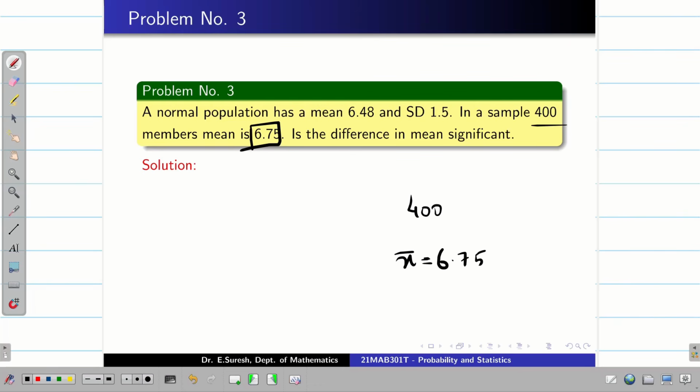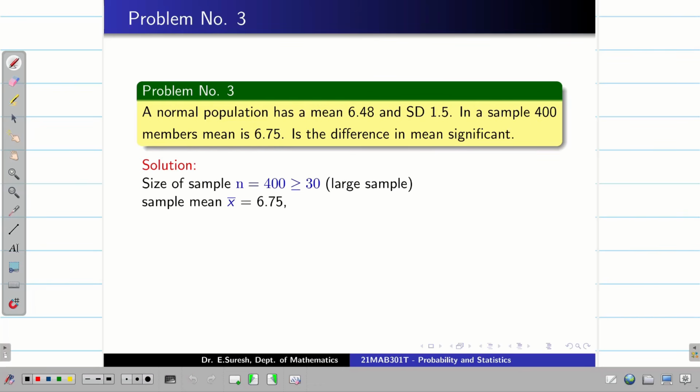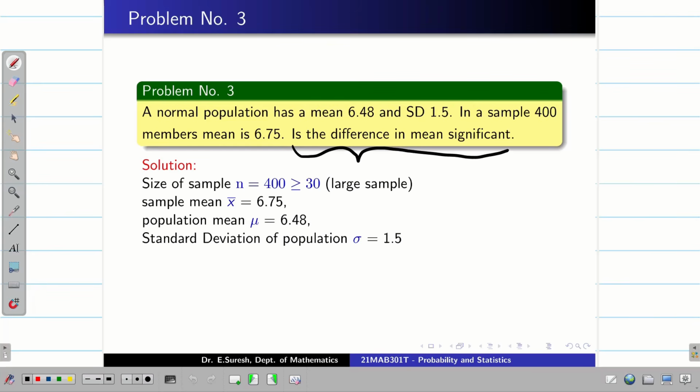So let us write one by one. Sample size is 400, sample mean is 6.75, population mean is 6.48 and population standard deviation is 1.5. Now they use the words, is the difference in mean significant. If it is significant, I will say yes, it is significant, or no, it is not significant. So it is going to be a two-tailed test.